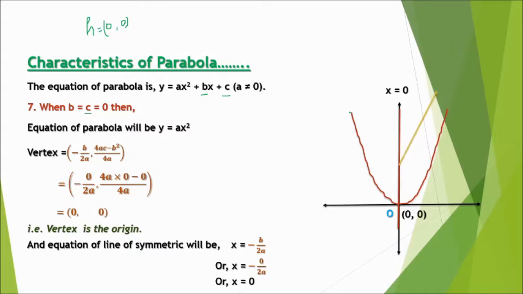So you can see this here, this line, it's the line of symmetry, and its equation is x is equal to 0, the y-axis. So that is the y-axis. Okay. Hope you understood these characteristics, and let's continue.